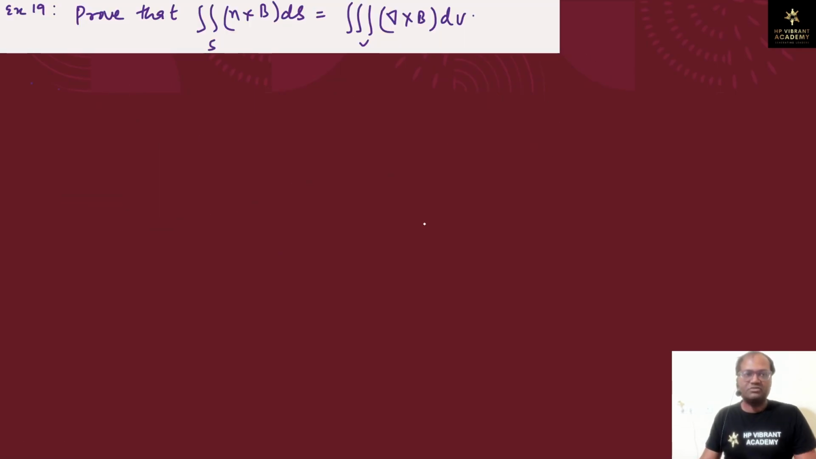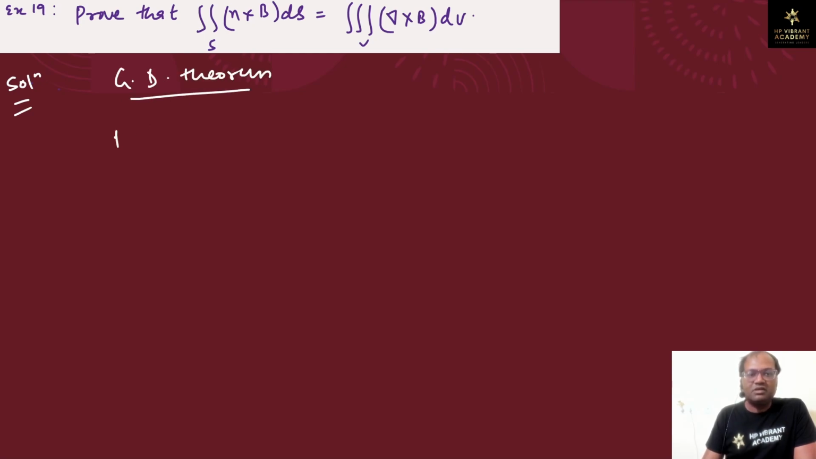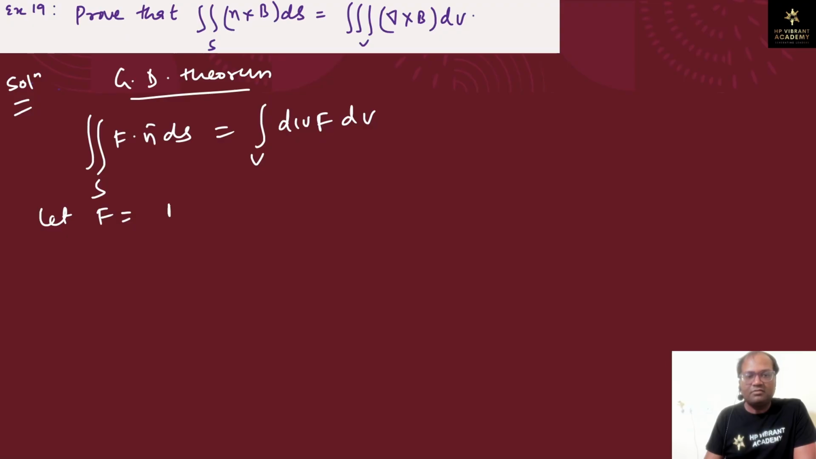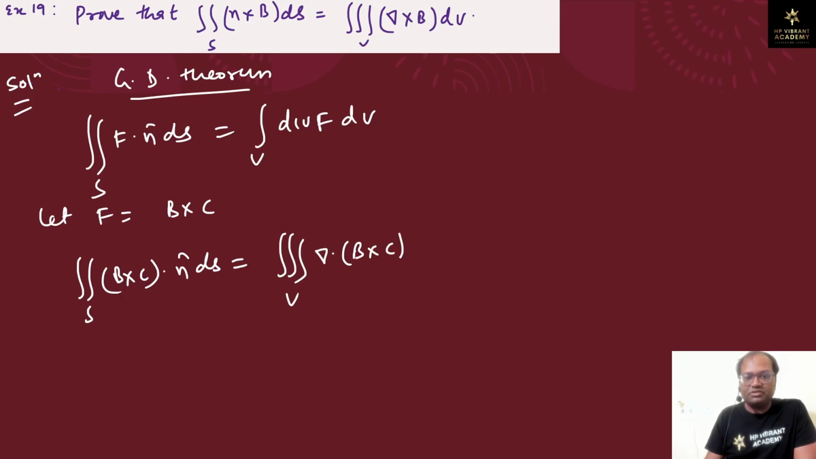Now let us discuss question number 19. How can we solve this? We have the expression for the Gauss divergence theorem: the surface integral of f dot n cap dS is equal to the volume integral of divergence of f dV. So let us consider f as b cross c. So we have the surface integral of b cross c dot n cap dS equal to the volume integral of divergence of b cross c dV. So let us expand divergence of b cross c.